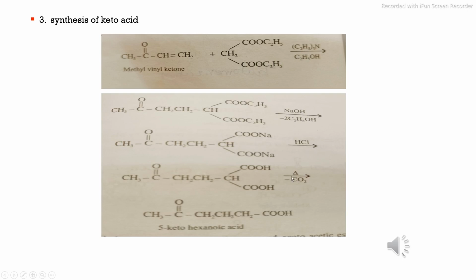Then this Michael adduct first undergoes alkaline hydrolysis, followed by acidic hydrolysis, to give the corresponding dicarboxylic acid, and then this dicarboxylic acid, heated with soda lime, undergoes decarboxylation to give 5-keto hexanoic acid.